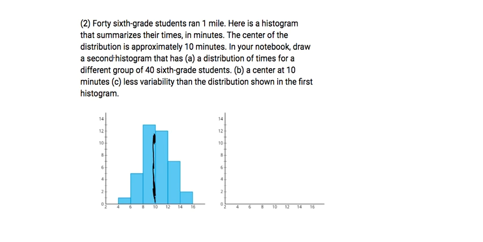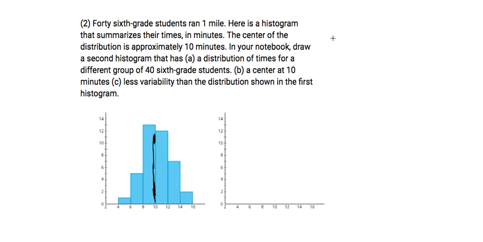In your notebook, you should have drawn a second histogram that has a distribution of times for a different group of 46th grade students, a center at 10 minutes, so we're still keeping the same center, and has less variability than the distribution shown in the first one.